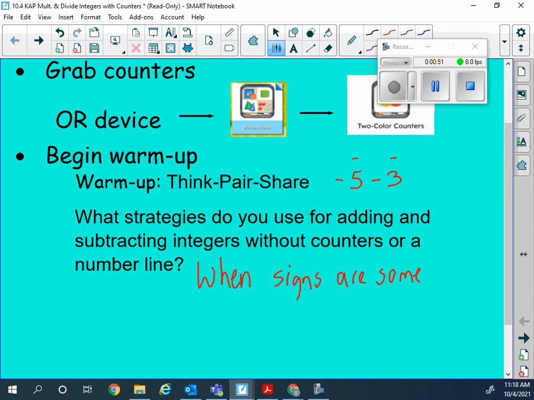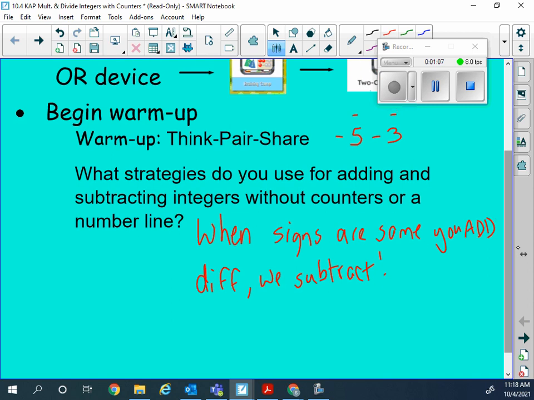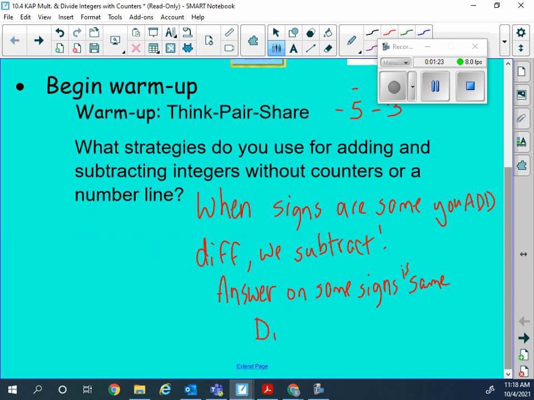When your signs are the same, you add, right? When they're different, what do we do? We subtract. Now tell me about the sign of the answer. When the signs are the same, the answer has the same sign. But when they're different, the sign of the bigger number wins. That's right. Different, big number wins.